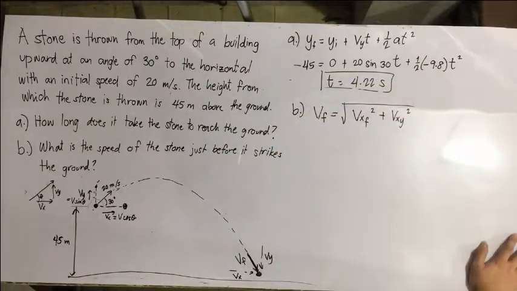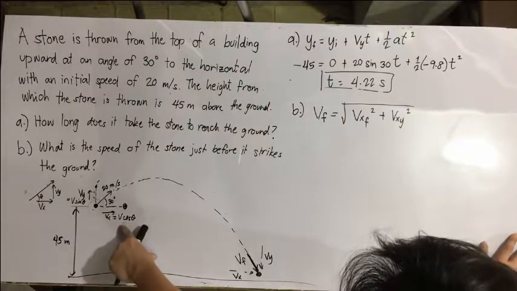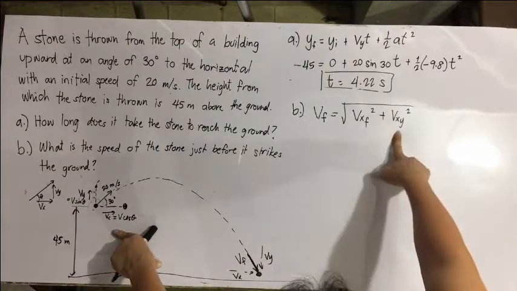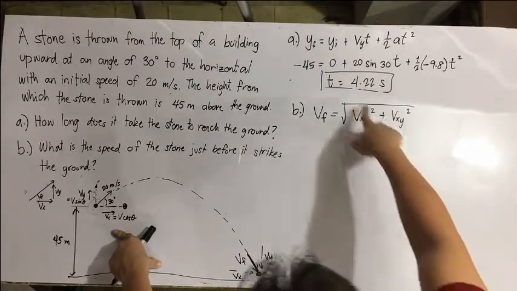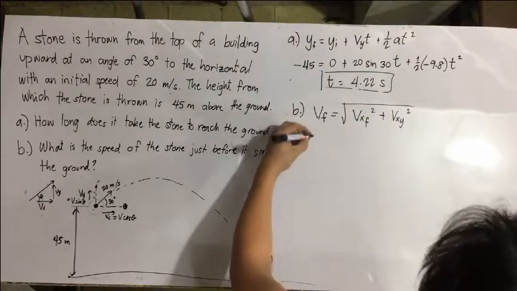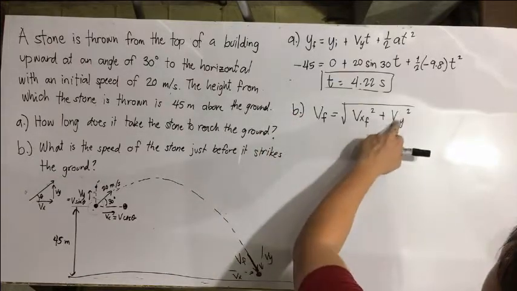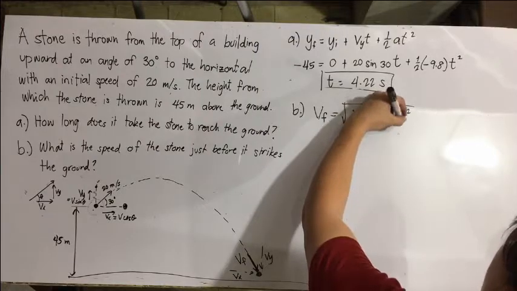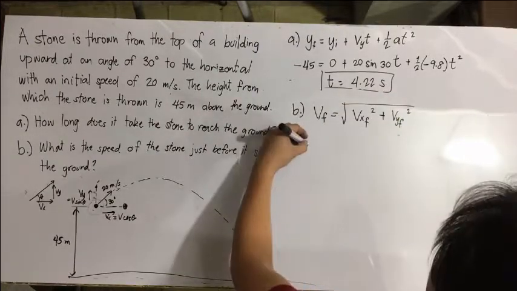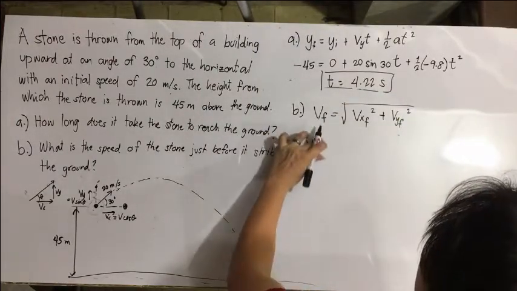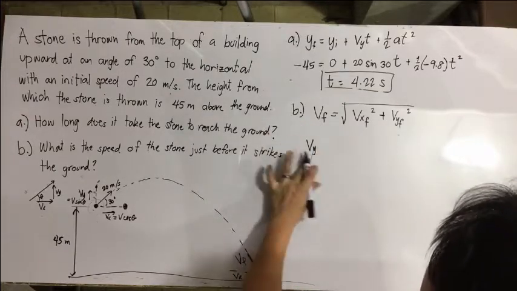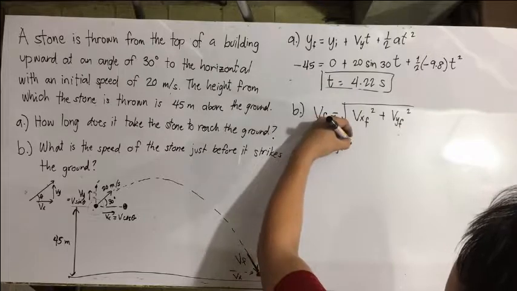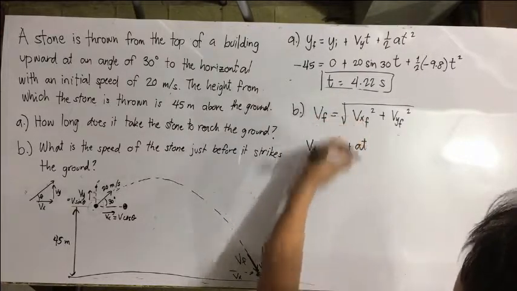Now Vxf is the same as Vxi, so that is V cosine theta. But Vyf, we have to find that. Now since we have time already, to find Vyf, we will just use this kinematic equation. Vyf is equal to Vyi plus a t.